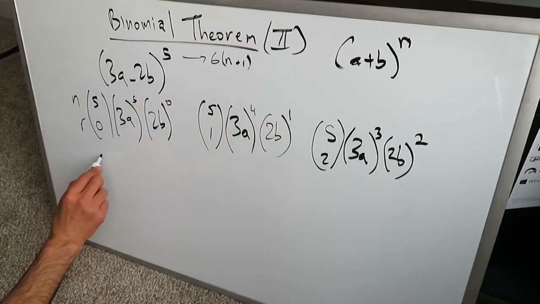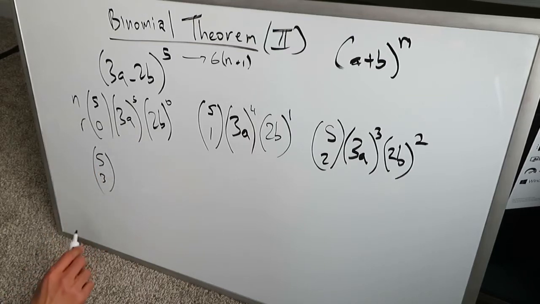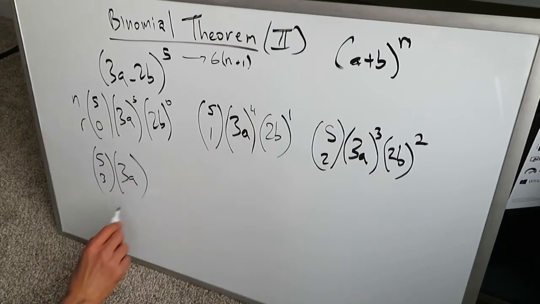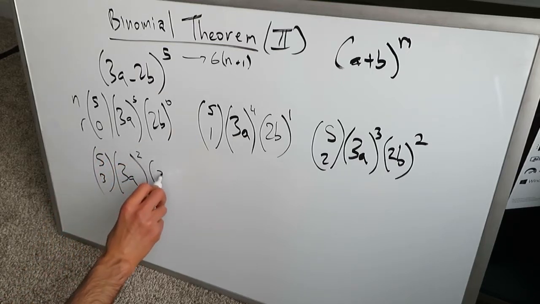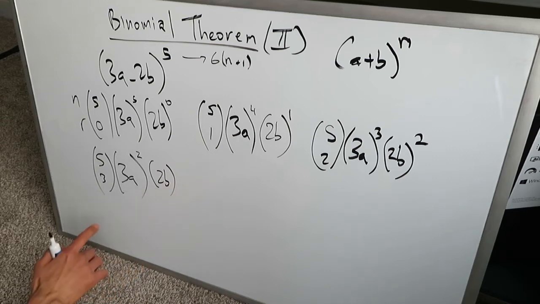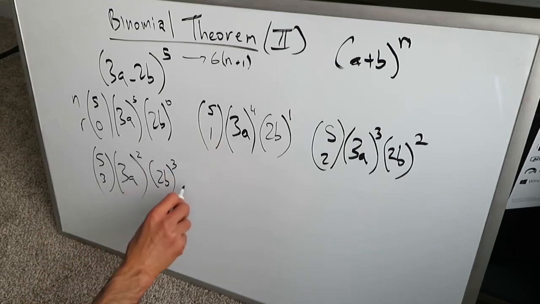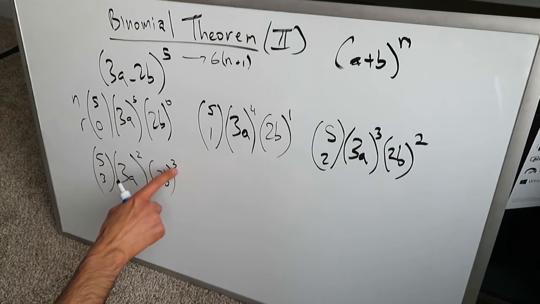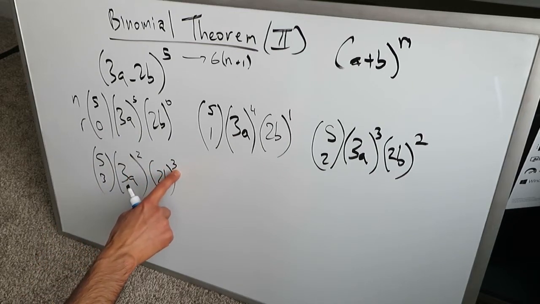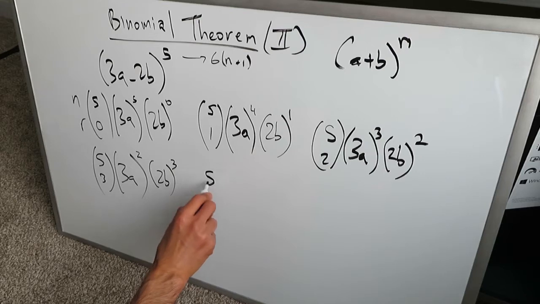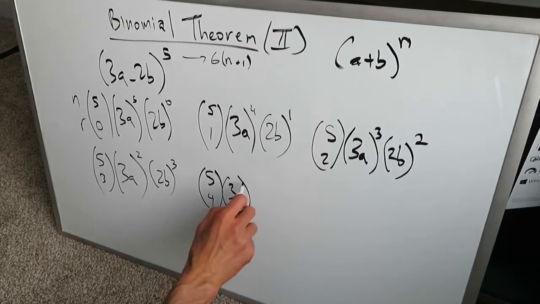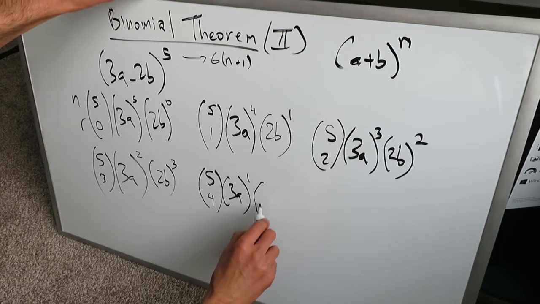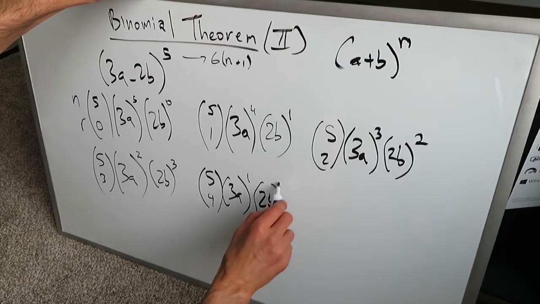We'll come over here. 5, 3. And let's keep this expansion going. 3a to the power of n minus r. 5 minus 3 is a 2. And then b, which happens to be a 2b over here, to the power of r, which is a 3. You can see this exponent on b is sequentially working its way up. The next expansion item will be 5 and a 4. When it's a 5 and a 5, we're done. 3a to the power of n minus r. 5 minus 4 is a 1. B term. 2b to the power of r, which is a 4.